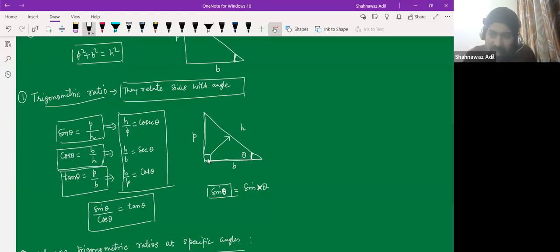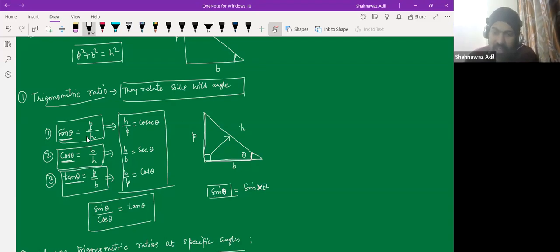There are three main trigonometric ratios which relate all these sides. One is sine theta, which relates perpendicular and hypotenuse, P and H. So sine theta would be P by H. Then we have cos theta, which relates base and hypotenuse. And the third one is tan theta, which we talked about earlier, that relates perpendicular and base. These are the main trigonometric ratios, and they relate the angle with the sides. Is it clear to you, Mark?